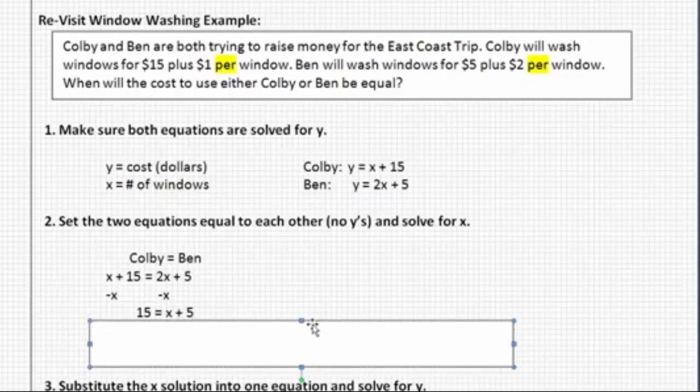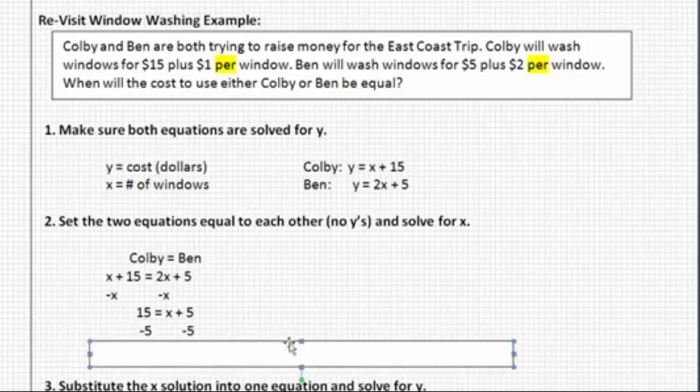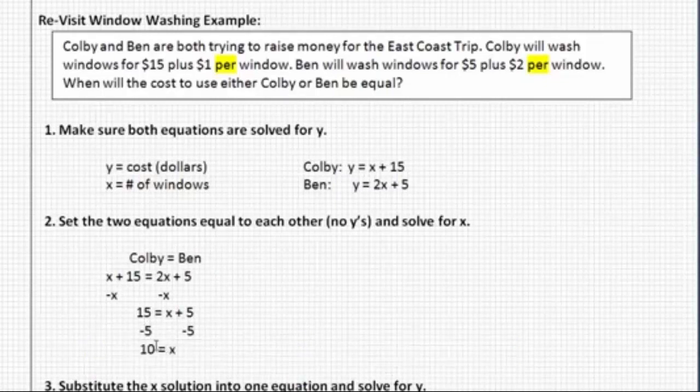I have a positive 5, so making that a 0 pair, I can subtract 5. If I subtract 5 from the right, I gotta subtract it from the left, and we end up with x equals 10. So it's looking like at 10x being number of windows, at 10 windows, they would be the same. And remember, we're approaching this as if we have not solved it before, and so we now know that it will be when after they wash 10 windows that the cost will be the same, but we don't know what that cost is. We don't know what our y value is.